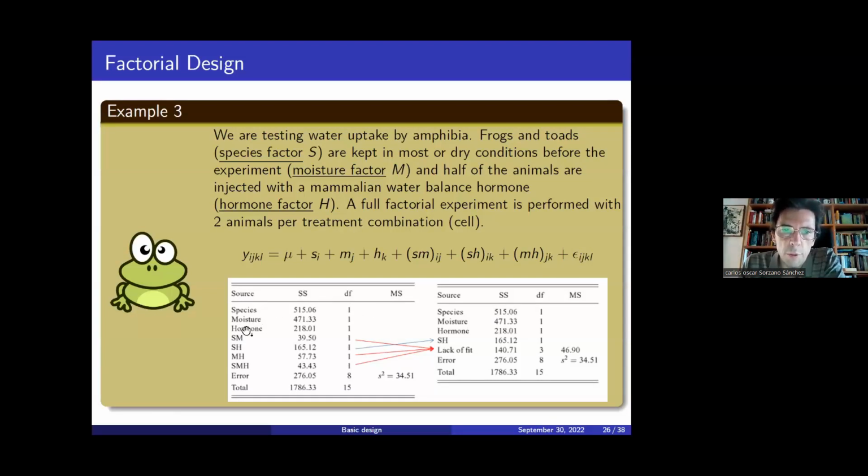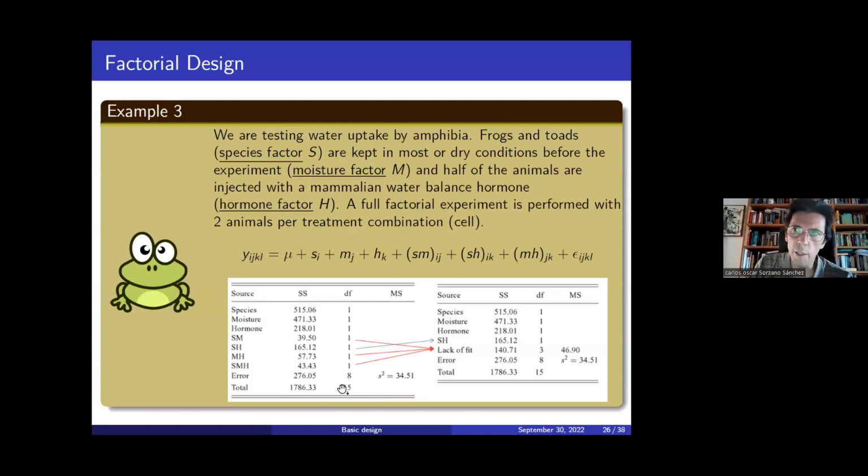The same for the moisture, the same for the hormone. We had 8 combinations in total. So if you count how many ways you can combine frogs, toads, dry or wet before, and hormone, not hormone, there are 8 combinations. We have a couple of individuals for each one of the combinations. So we had in total 16 animals.